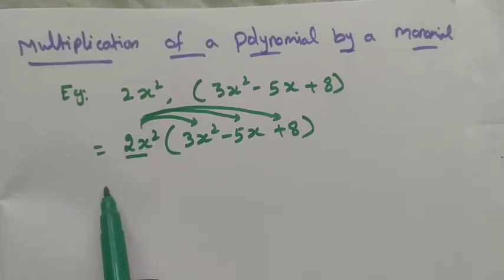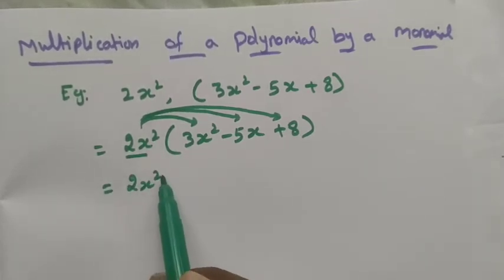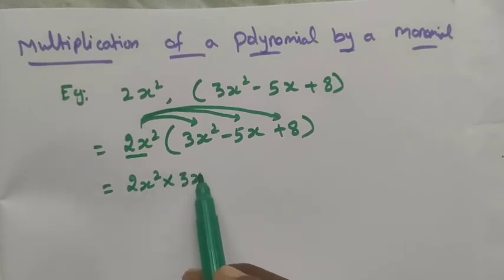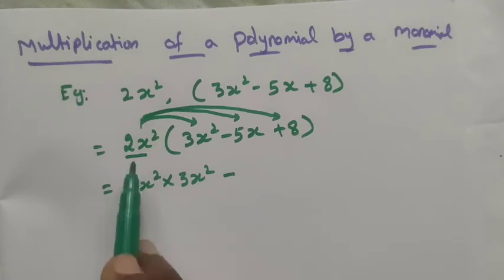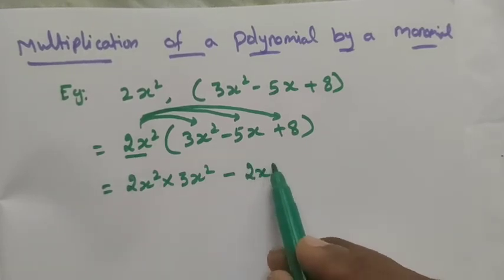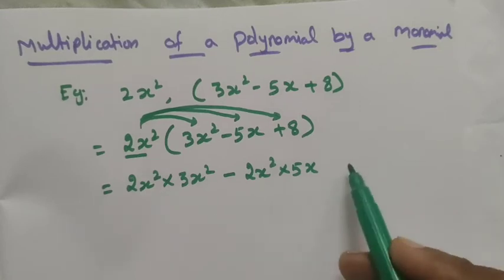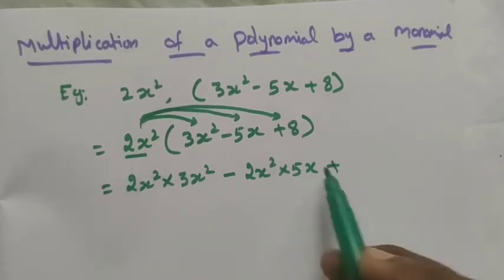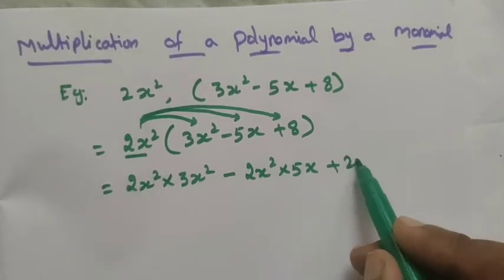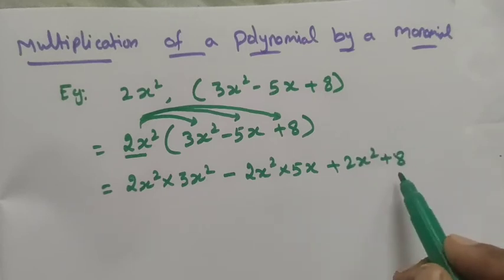That is 2x square multiplied with 3x square. Here we have a minus symbol, so I put minus. Here we have 2x square into 5x. Either we can use the symbol or use the bracket. And then here we have plus 2x square into 8.